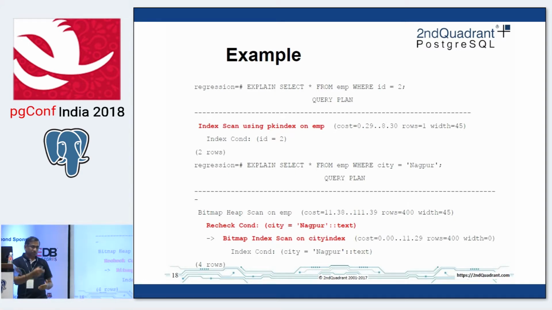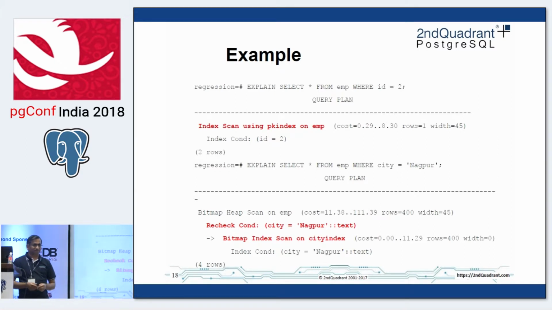And later on it will sort those TIDs by their block number and then read those blocks in a sequential order instead of doing a random read. So you'll still read 400 blocks, but this time you'll read them in a sequential fashion.